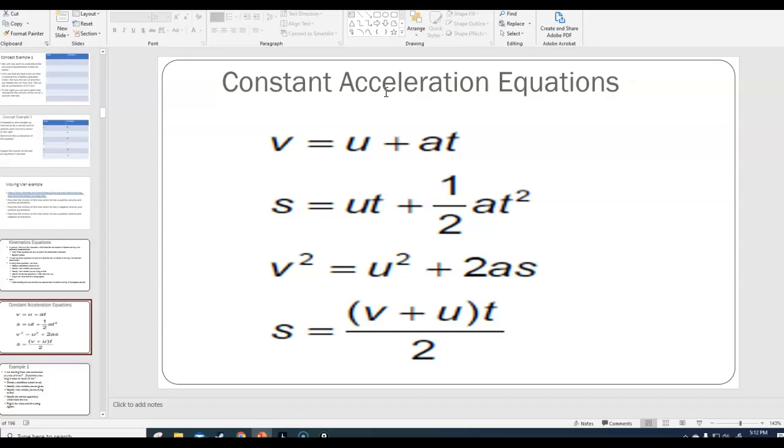I would add these to your notes. You don't need to memorize them for a test or quiz or anything, but I would just have them in your notes so that you can refer back to them as you're working on your practice assignments. Okay, so we have 4 equations, and let me just write out the symbols. V, I already said, is final velocity, typically measured in meters per second. U is initial velocity. If you took AP Physics, they would use VF and VI for final and initial velocity. I don't know why the IB uses V and U, but they do.